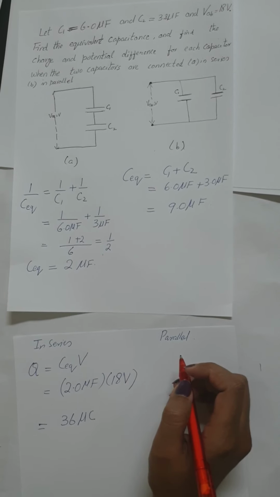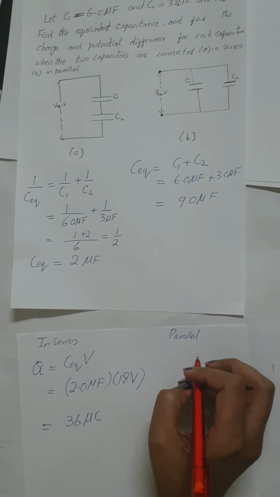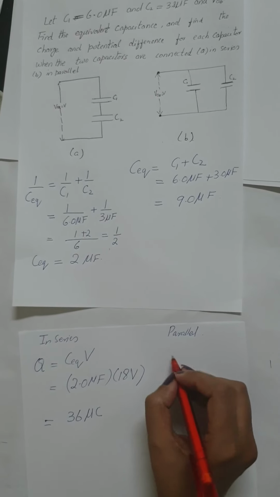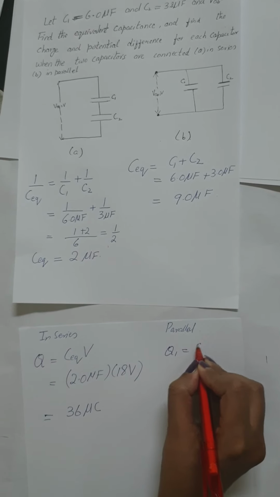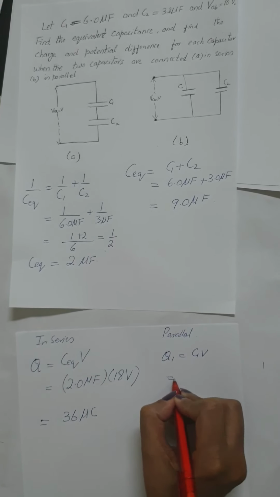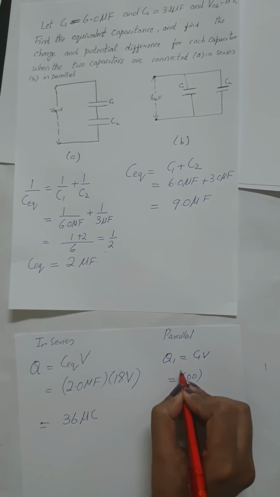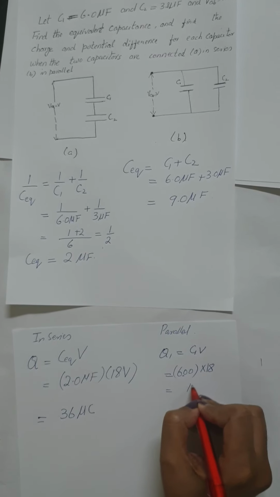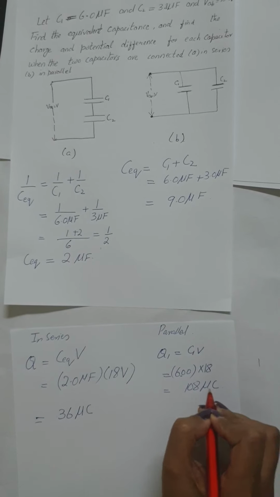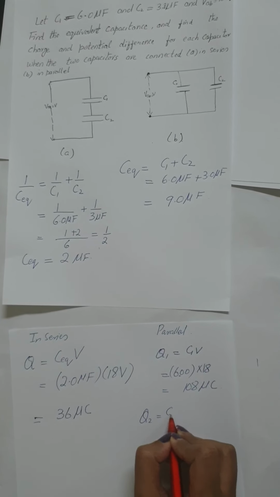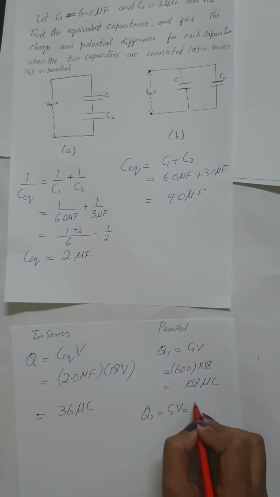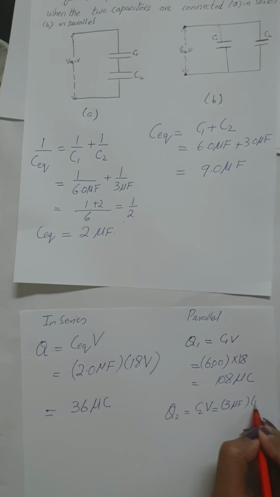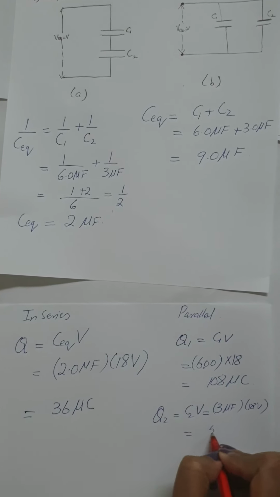So here charges Q1 and Q2 are directly proportional to the capacitances C1 and C2. You can write it for parallel. Q1 is equal to C1V. It becomes 6 into 18 is equal to 108 microcoulomb. Now Q2 is equal to C2V is equal to 3 microfarad into 18 volts, and it becomes 54 microcoulomb.